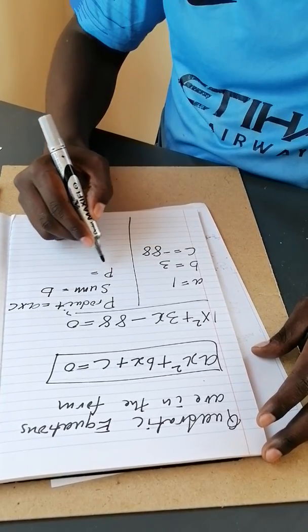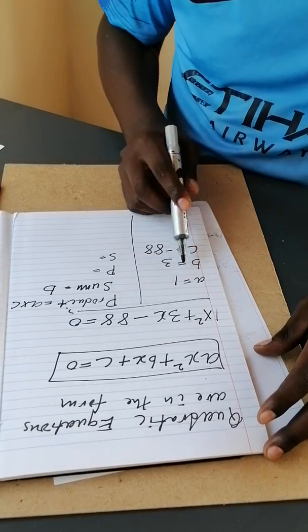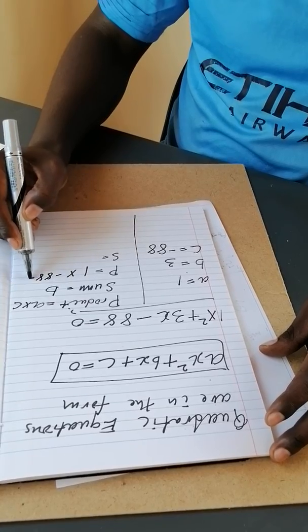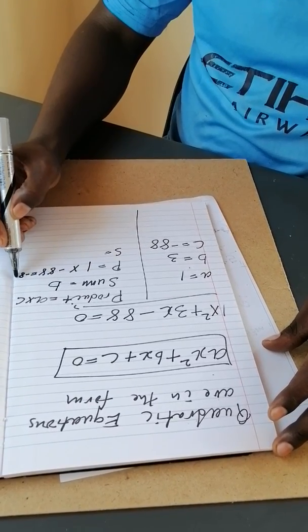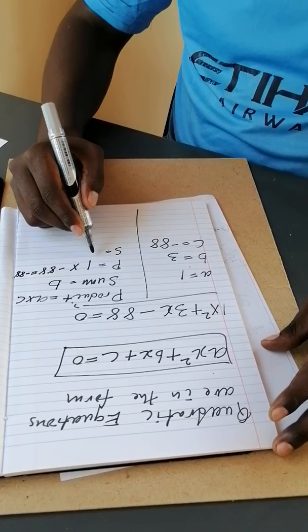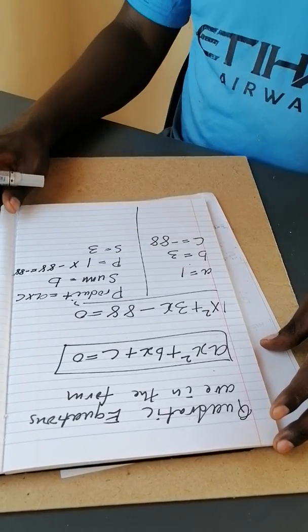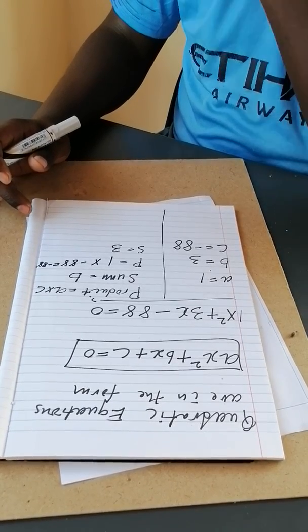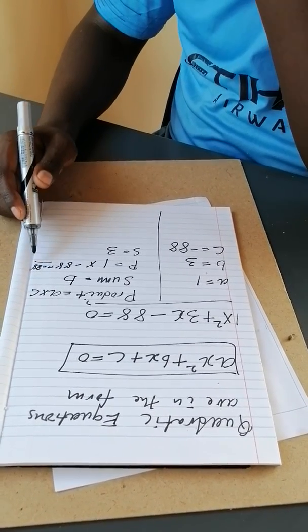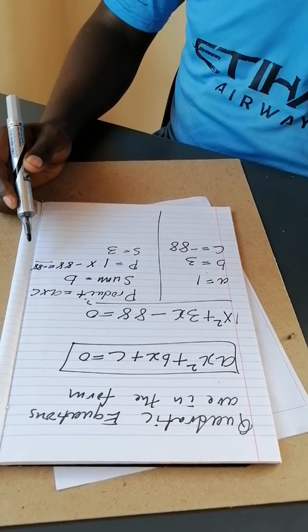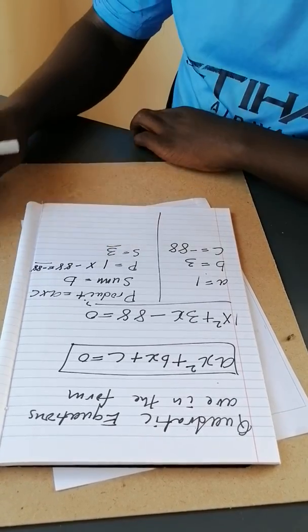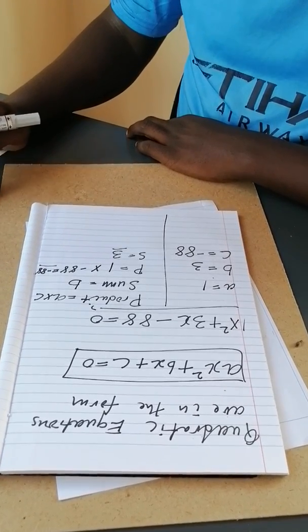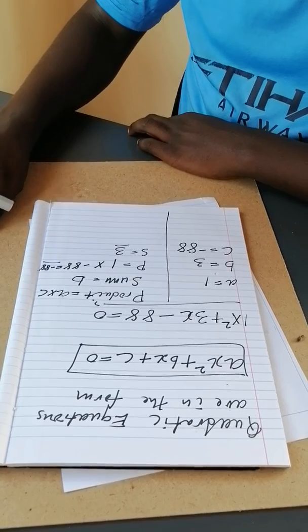So which means the product is 1 multiplied by negative 88. So the product is negative 88, and the sum is 3. And then how do you go about it? You look for two factors which when you multiply, you get negative 88, and when you add them, you get 3. Which factors are those? That's what we are going to look for right now.